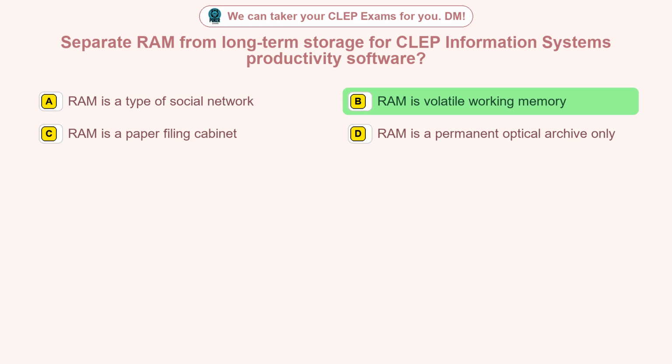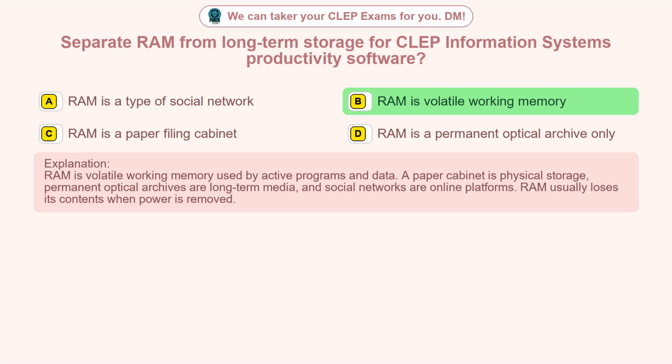RAM is volatile working memory. RAM is volatile working memory used by active programs and data. A paper cabinet is physical storage, permanent optical archives are long-term media, and social networks are online platforms. RAM usually loses its contents when power is removed.